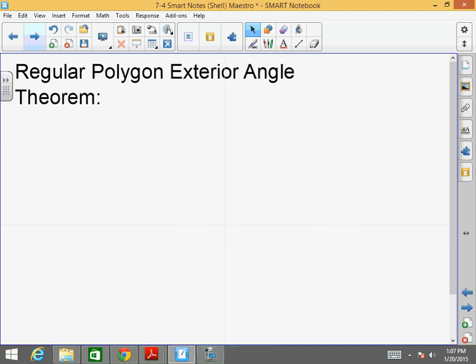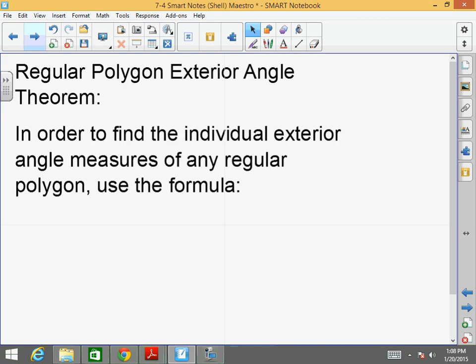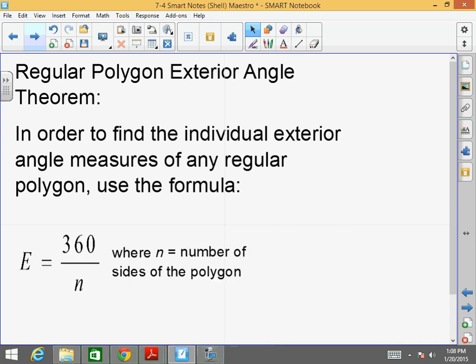The regular polygon exterior angle theorem. Very simple and very easy. In order to find the individual exterior angle measures of any regular polygon, use the formula blank. Let's think about this for a second. What's the total angle sum of the exterior angles of any polygon? 360. So how do you think you'd find the individual angles? You're very close. I'm very proud of you. It's 360 divided by n, right?